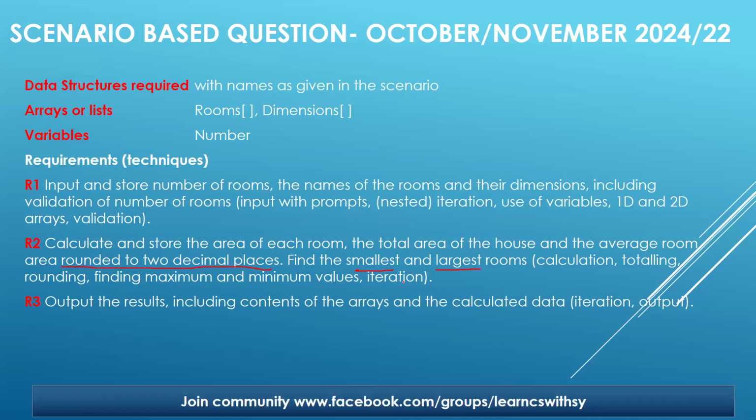After I'm through with my calculation phase, the last requirement is outputting the results. So if a child has met all the 3 requirements properly in the right sequence, it means he will definitely be scoring a good 14 or 15 marks.